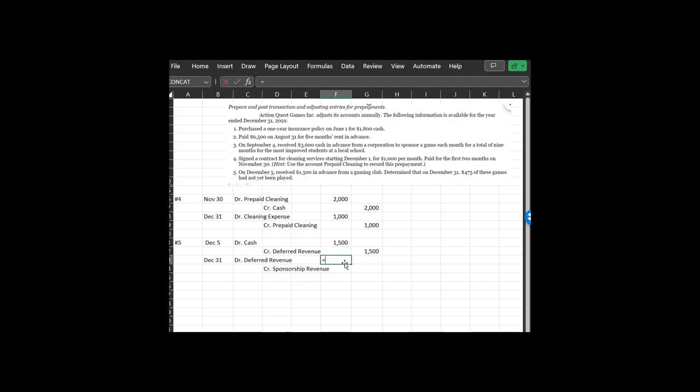So in order to do that, that's going to be the $1,500 less $475. So we get $1,025. So that's the net of these, what we received less what we earned. $475 has still not yet been played, and is still outstanding as deferred revenue on our balance sheet as at December 31st.